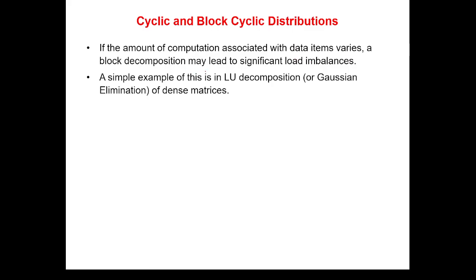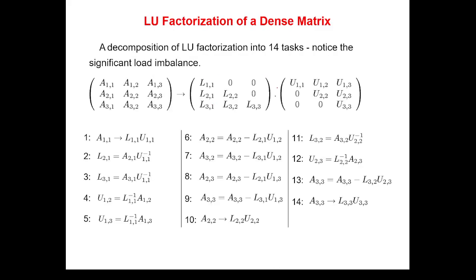So a block decomposition may lead to significant load imbalance. A simple example of this decomposition uses Gaussian elimination of dense matrices like this. We decompose into 14 tasks. Okay, so we use matrix A equals L times U. To get A, we have to multiply L with U. Okay, so this is how it will calculate. So it will subtract, and each task will use this kind of decomposition.